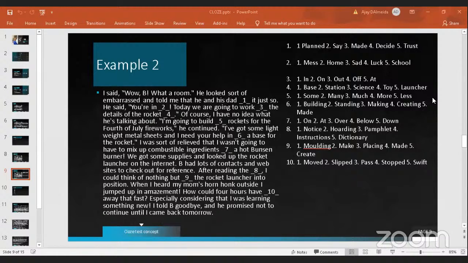What are they making of the rocket? What are they making, guys? Rocket launcher. ठीक है. Rocket launcher कैसे? आगे भी मालूम पड़ेगा. आगे when you read, you'll come to know. That's why I told you first we have to read the entire passage. I'm going to build dash rockets for 4th of July fireworks. 4th of July is American Independence Day. I'm going to build dash rockets.